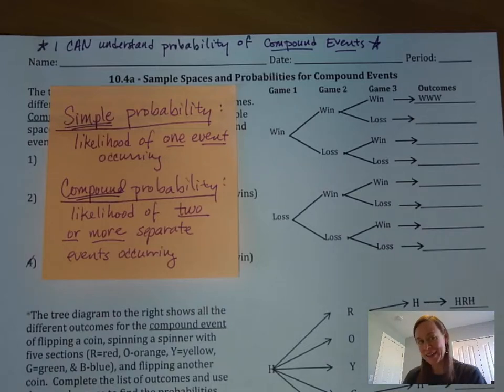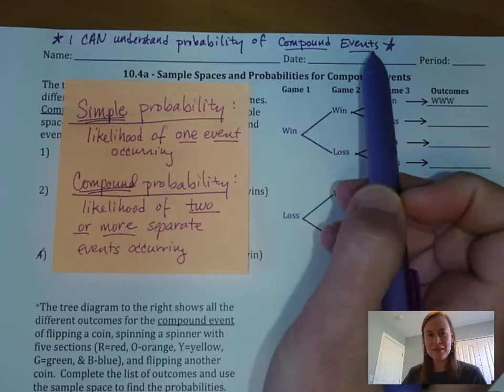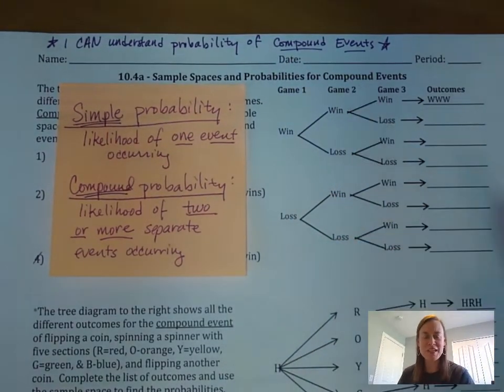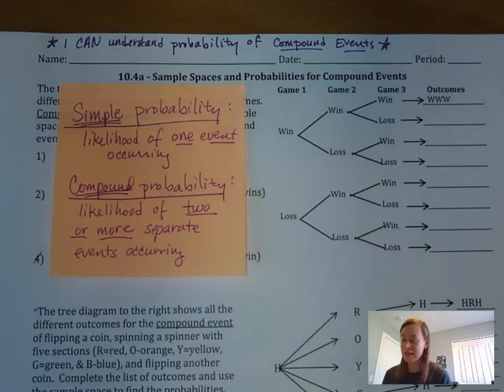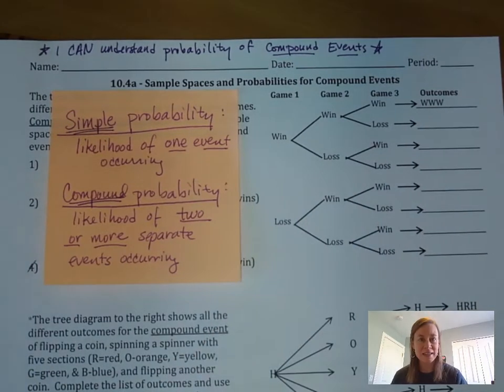Today, the I can statement is, I can understand the probability of compound events. Now, we don't have a notes page today, we just have our assignment page. So we're going to be working together on our worksheet for today. And if you don't mind, just find some little space on your worksheet where you can write that I can statement for me. That would be fantastic.